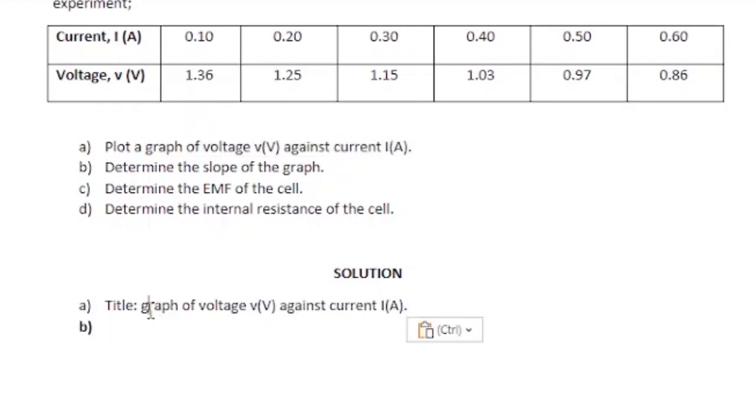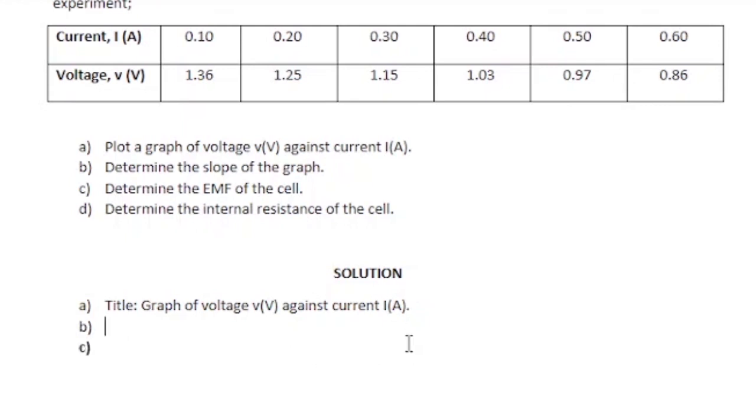So I'll change this to a capital letter. All right, so that's proper punctuation. So the title becomes graph of voltage V against current I. So I've gotten my title. My next task is scale. Every graph must have a good title and a good scale. So let me include my scale here.